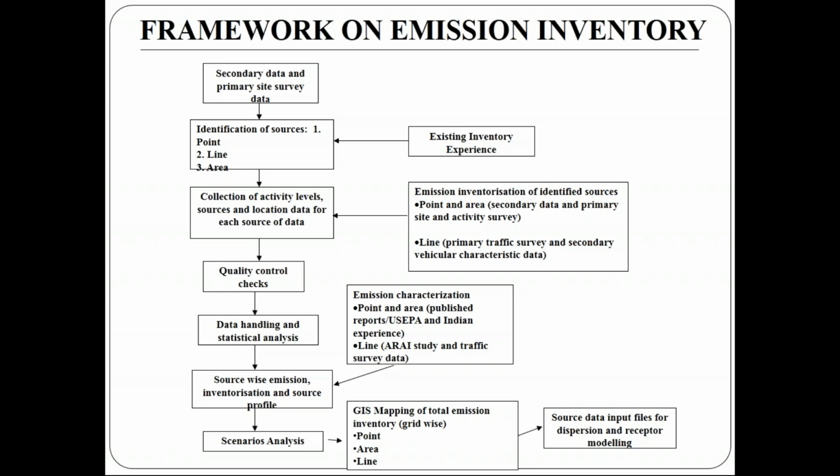So now we'll discuss how we can decide the framework, the sampling network. For the sampling network, we have to understand your site, which type of site it is, like point source, line source, or area source, from your existing inventory. If we do not have one, then you have to collect secondary data, and after collecting the secondary data, we have to check for quality control, and then go for emission characterization, point or area source, line source, etc.